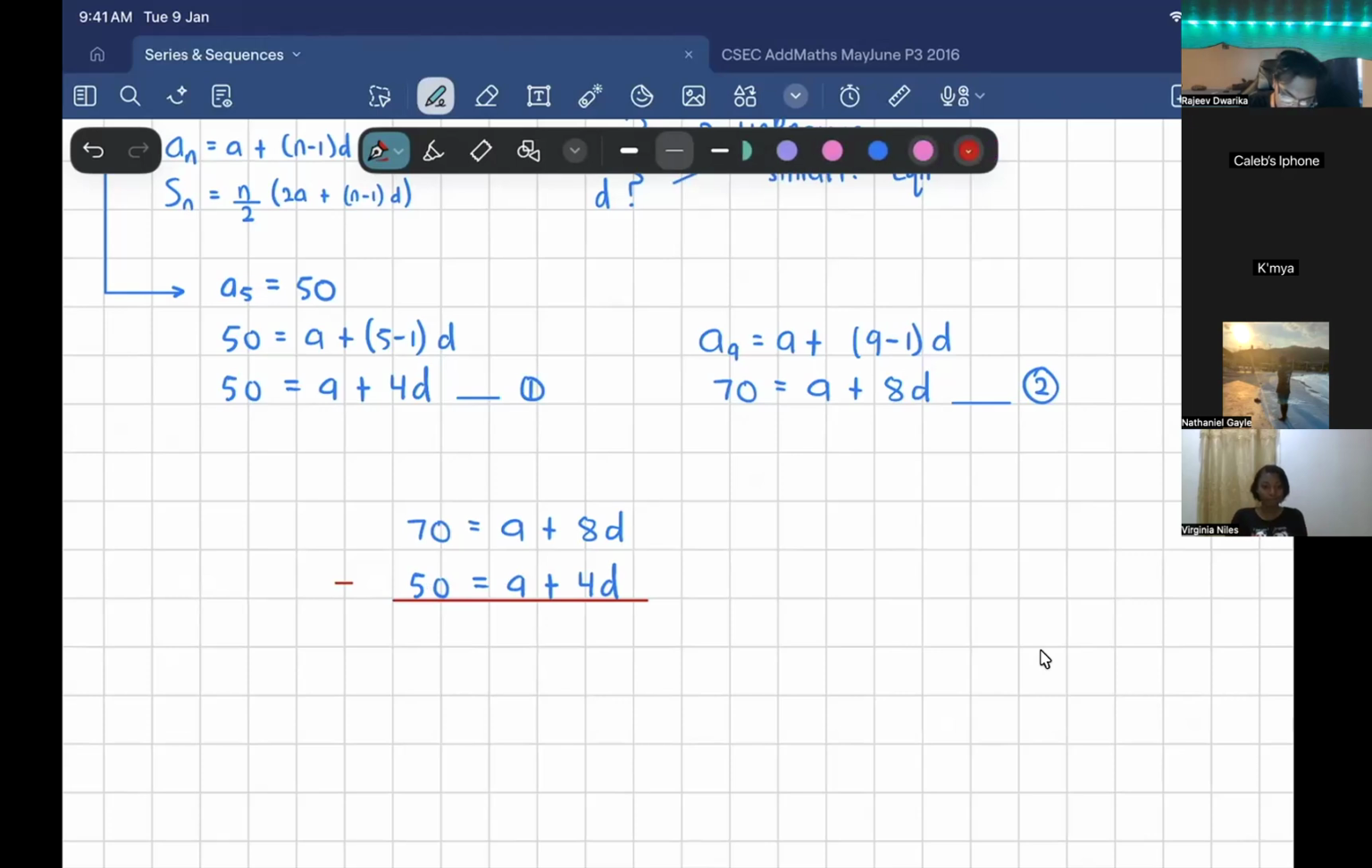So what's 70 minus 50? 20. You tell me what A minus A would be. 0. And what would 8D minus 4D be? 4D. 4D is equal to 20. Divide both sides by 4, and you see that the answer is 5.